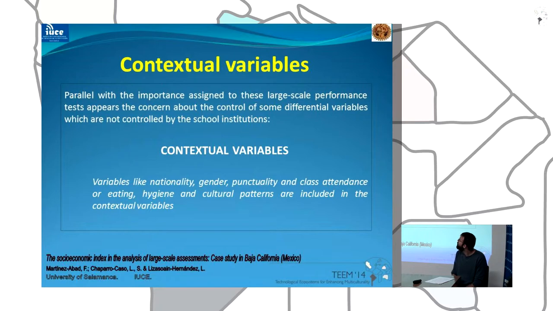Moreover, in parallel with the importance of large-scale tests like PISA or PIRLS and others that you can find all over the world, appears the concern about the control of contextual variables. Contextual variables are differential variables which are not controlled by the school institutions, like nationality, gender, cultural patterns, etc.